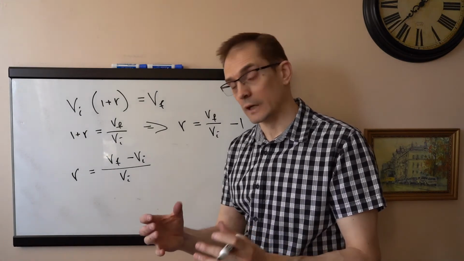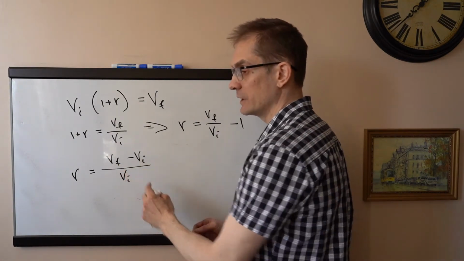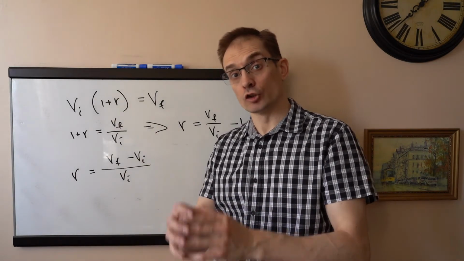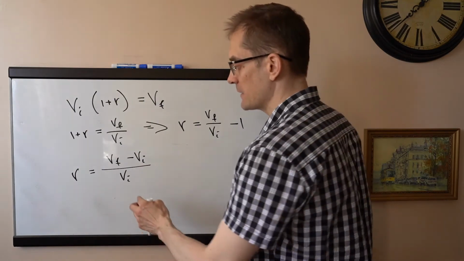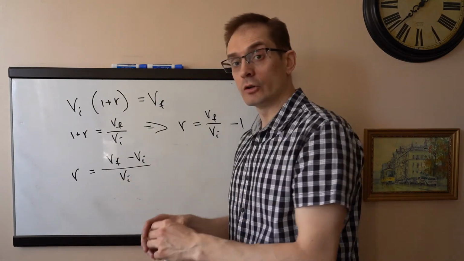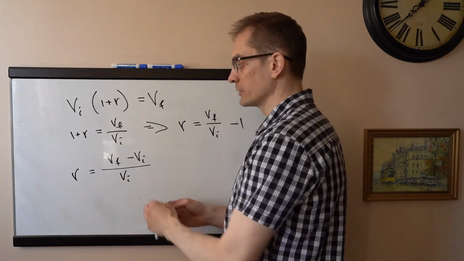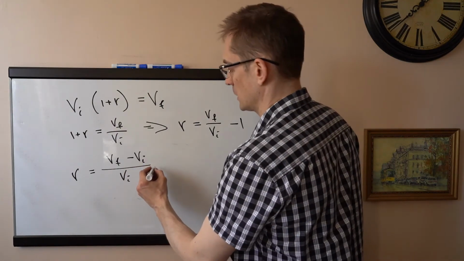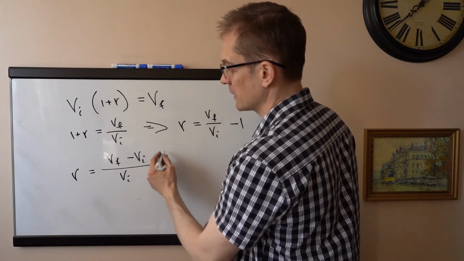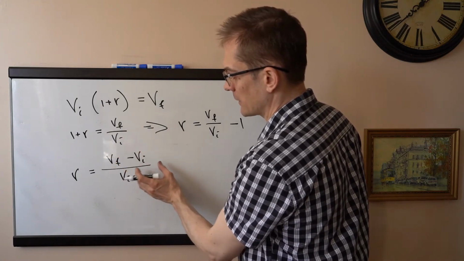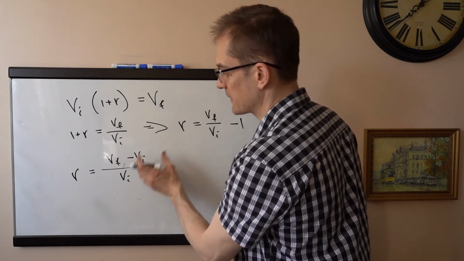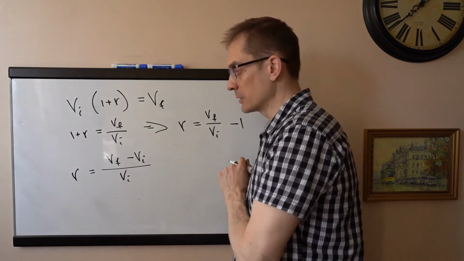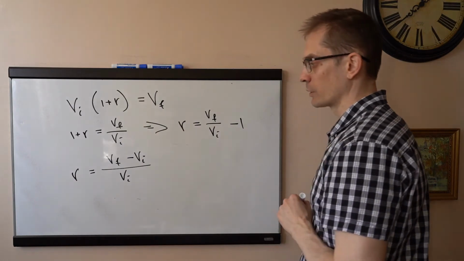So you can notice that what on top you find is the amount increased, right? So VF minus VI is the amount that has been added on top of VI, and then you divide by VI as your base. So you found that amount increased and then you calculate what percent that is if your base is VI, right? So that's what that formula means.